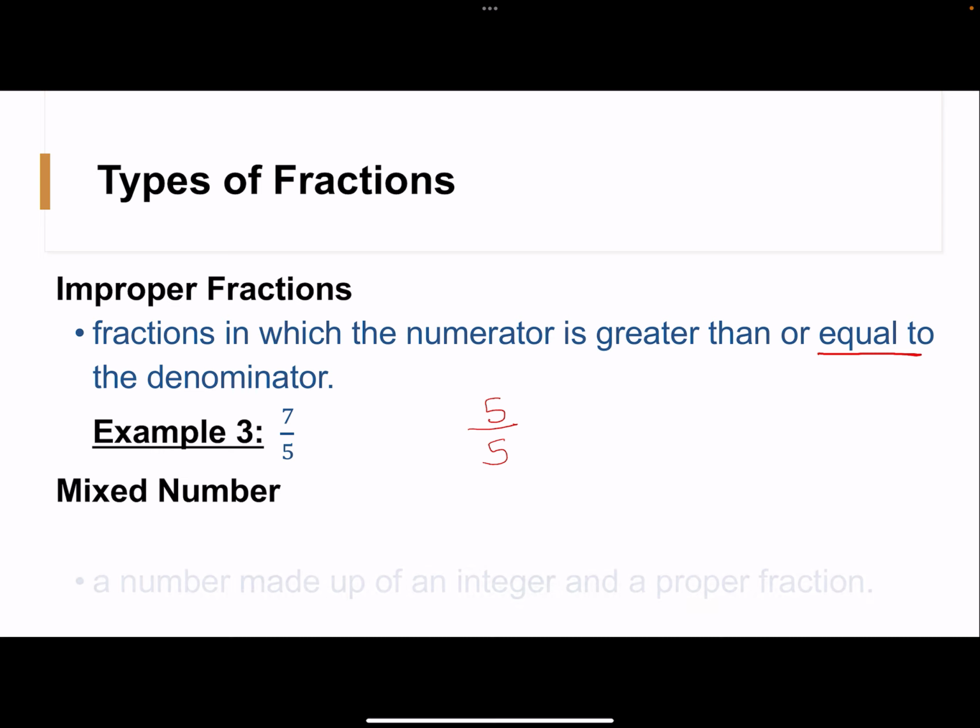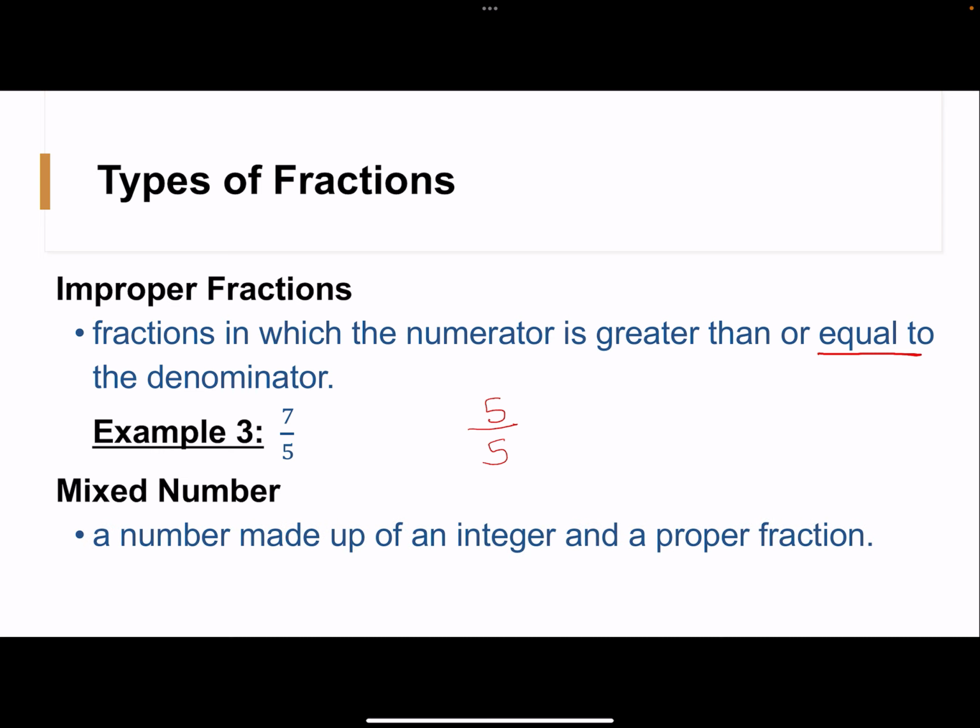A mixed number is a combination. It's a number that is made up of an integer and a proper fraction. So an example of a mixed number would be something like 2 and 2/3. We have an integer, which is positive 2. We have a proper fraction. Again, we know it's proper because our numerator is less than our denominator.